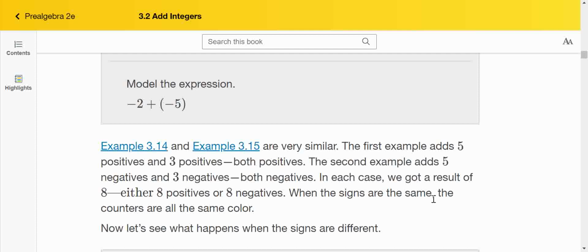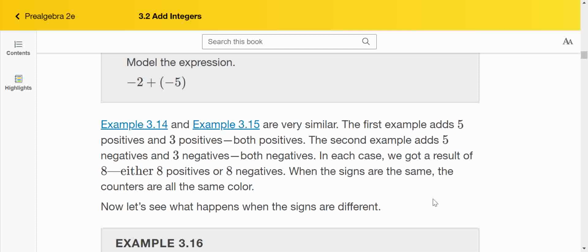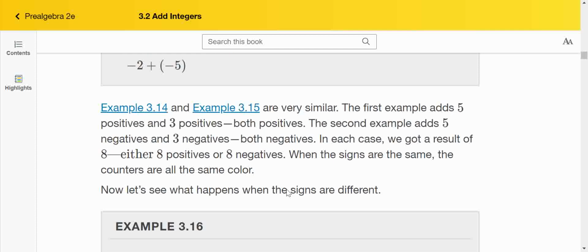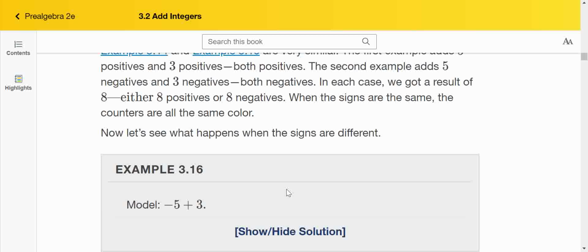Example 3.14 and example 3.15 are very similar. The first example adds 5 positives and 3 positives. Both are positive. The second example adds 5 negatives and 3 negatives, both negatives. In each case, we got a result of 8, either 8 positives or 8 negatives. When the signs are the same, the counters are all the same color. Now let's see what happens when the signs are different.